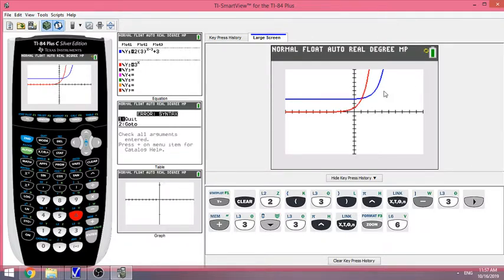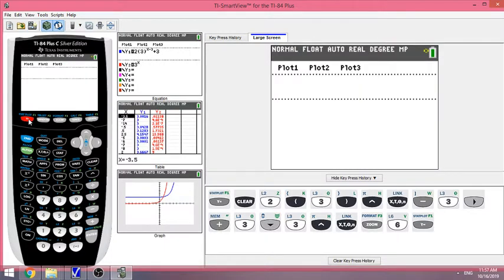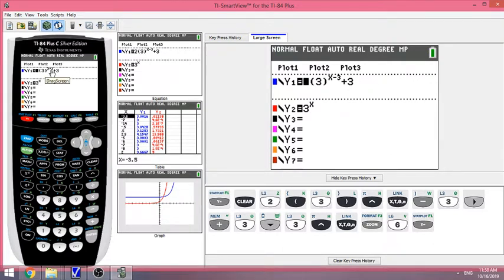So the red curve is considered the parent graph, and the blue curve is the transformation. Going back to that function, you'll see that the graph is shifted 3 units to the right, and the translation is 3 units up. With the scale factor of 2, the graph is stretched vertically by a factor of 2.